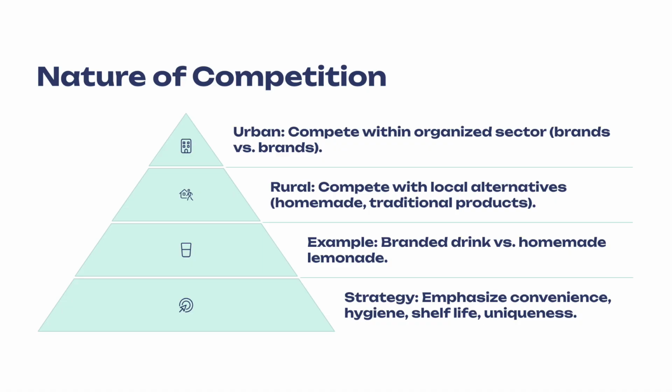Let us now examine the nature of competition as another differentiating parameter. The competitive landscape in rural markets has its own unique characteristics compared to urban areas. In a rural setting, a product like a popular soft drink might not only compete with other similar mass produced beverages but also with a wider range of locally available alternatives that rural consumers consider as equally good treats. These could include traditional drinks like lemonade made at home or cumin flavored water.